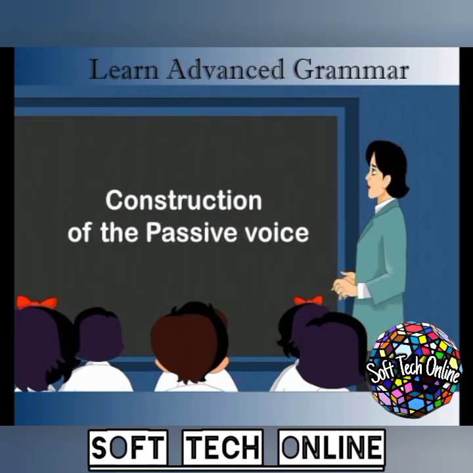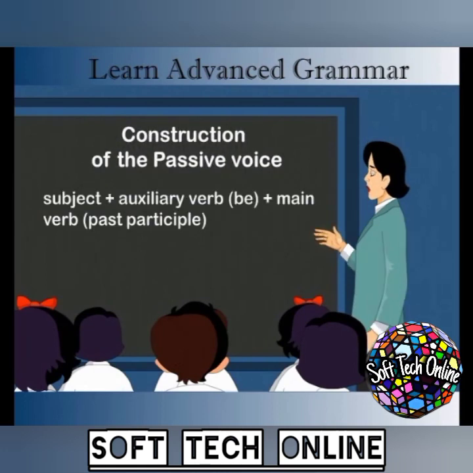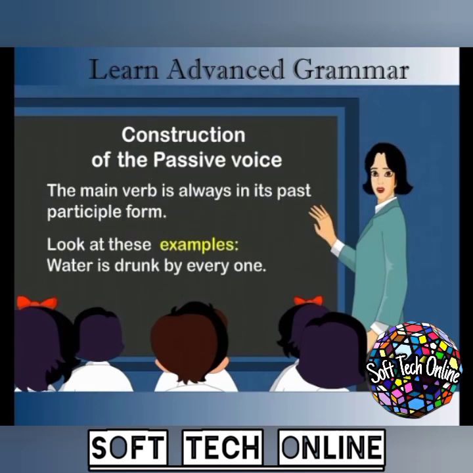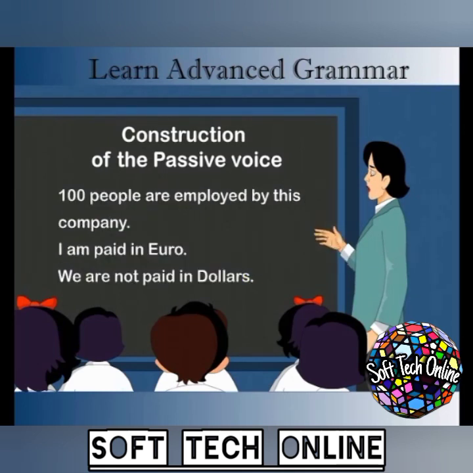Construction of the passive voice. Subject plus auxiliary verb be plus main verb. Past participle. The main verb is always in its past participle form. Look at these examples. Water is drunk by everyone. 100 people are employed by this company. I am paid in euro. They are not paid in dollars.